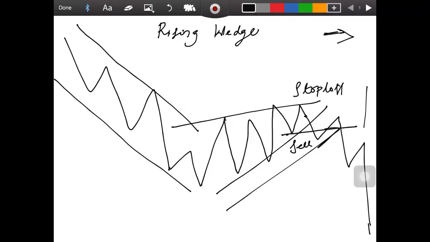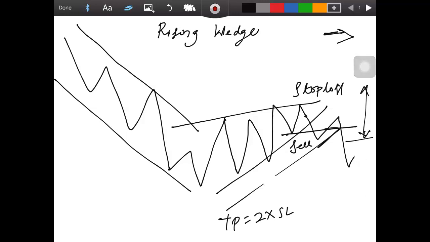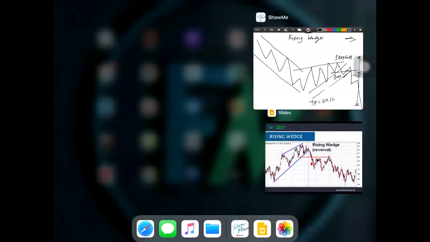From here to here, this is your entry, and then your take profit can be, let's say, 2 times. Take profit equals 2 times stop loss. So whatever your stop loss is, take profit can be 2 times of that. So your take profit can come from here down there. Okay, so back to this slide.